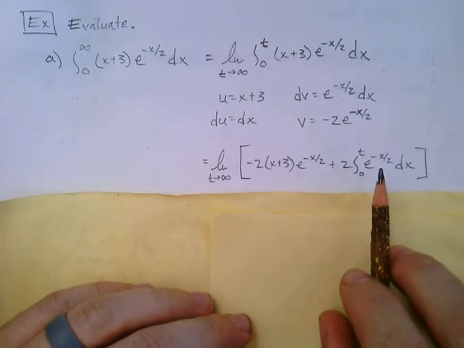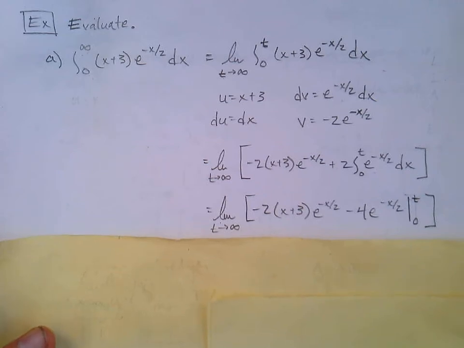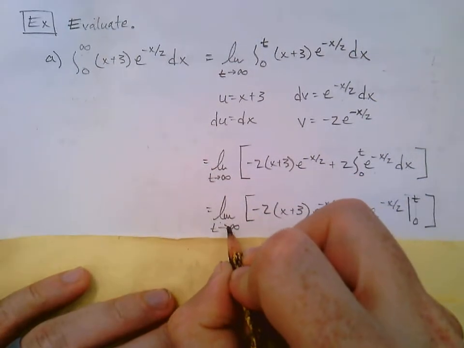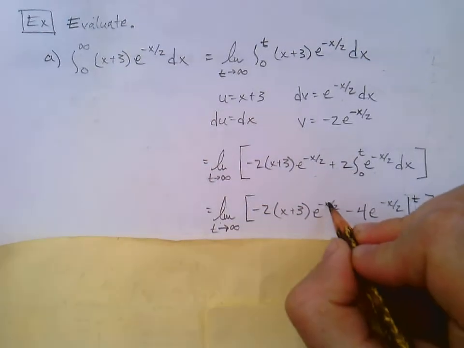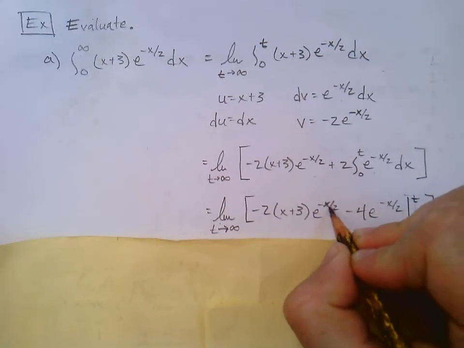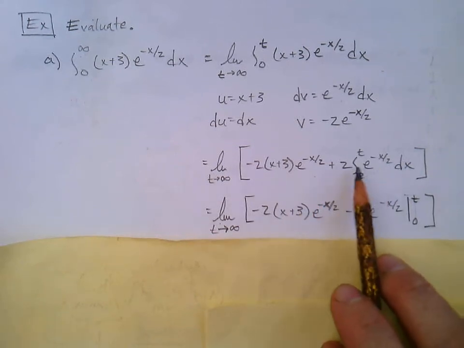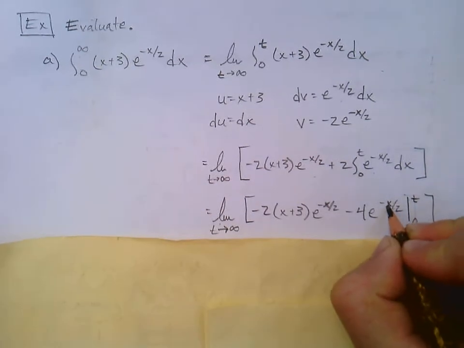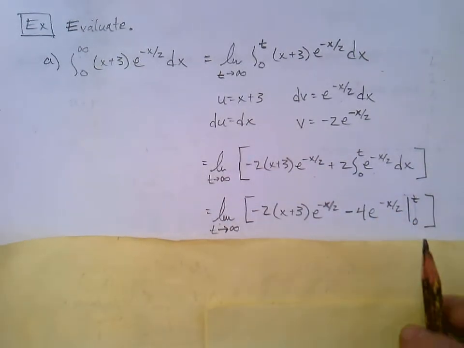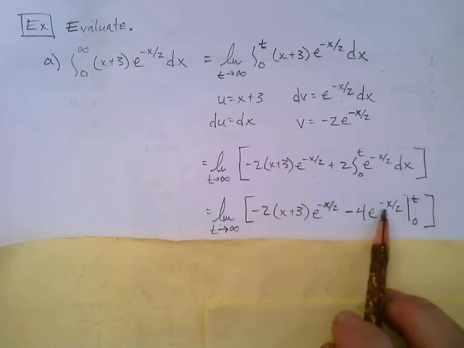And at this point, let's finish off that integral right there. All right, so this part is the same, and then another antiderivative would give us negative 4 e to the negative x over 2. And then we will evaluate from 0 to t. And of course, that evaluate from 0 to t goes for the whole thing.